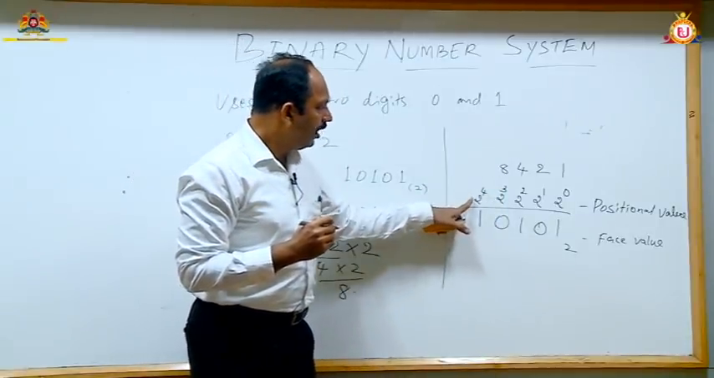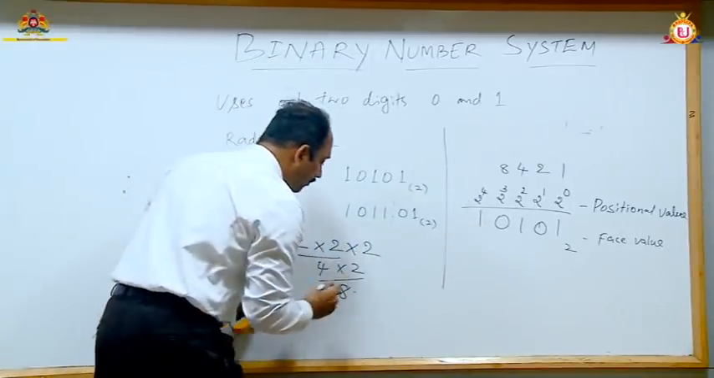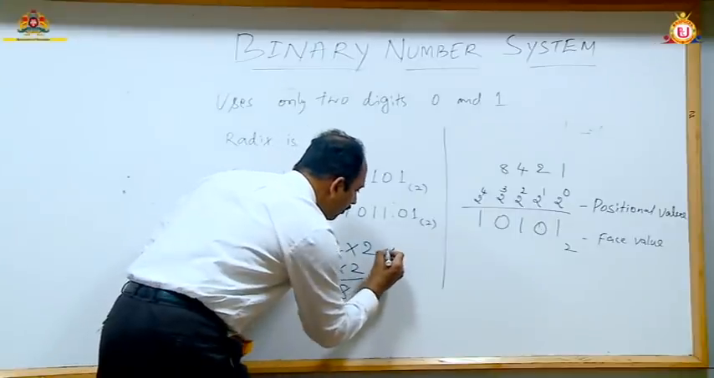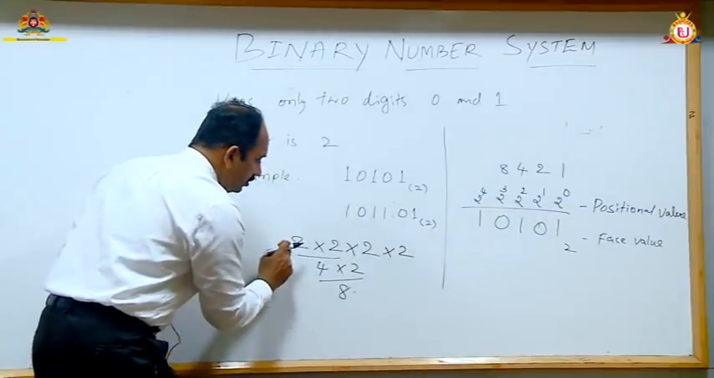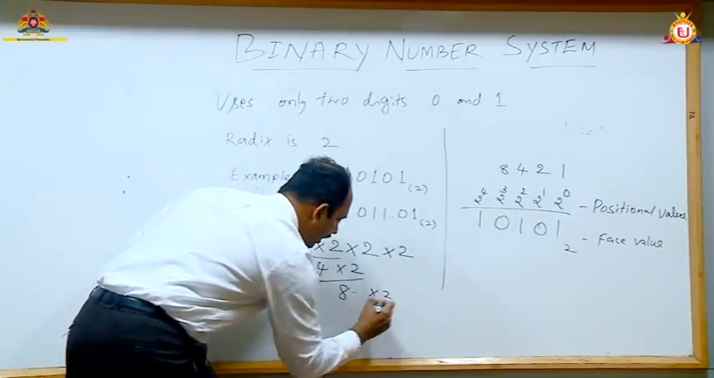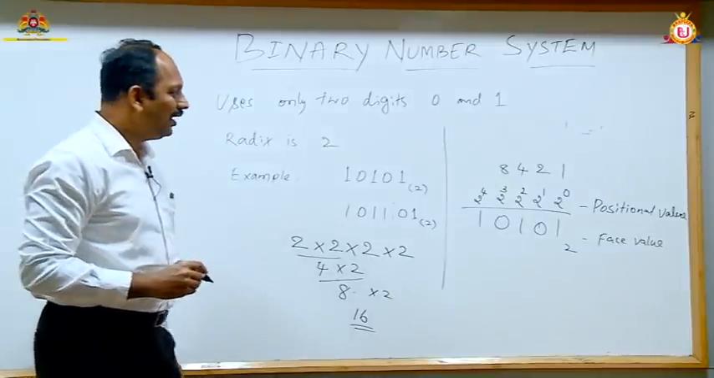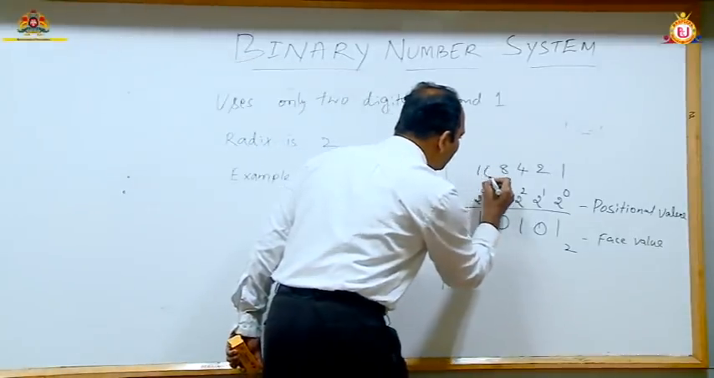What is the value of 2 to the power of 4? 2 to the power of 4 is nothing but 4 times 2. 2 times 2 is 4, 4 times 2 is 8, 8 times 2 is 16. Okay, so this is 16.